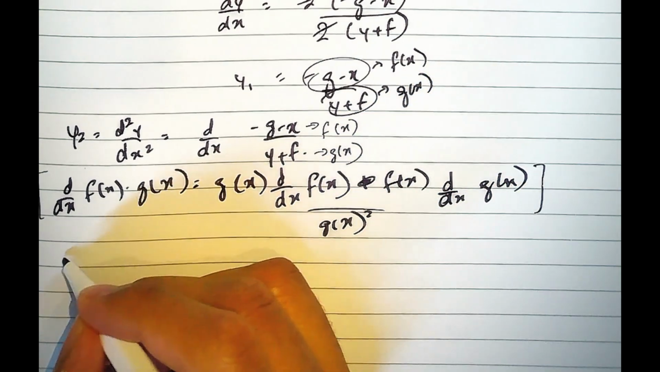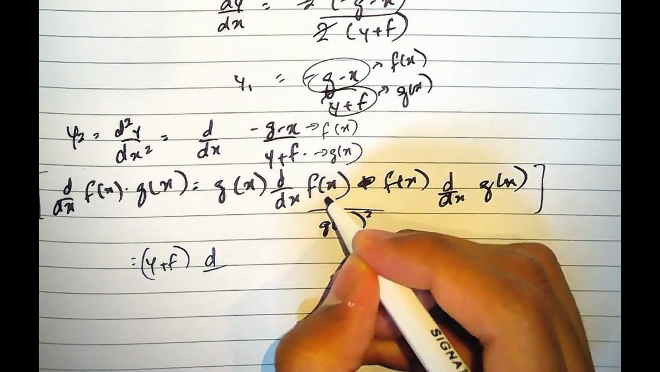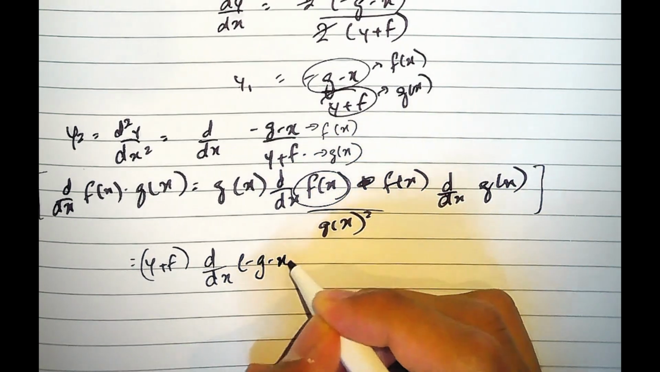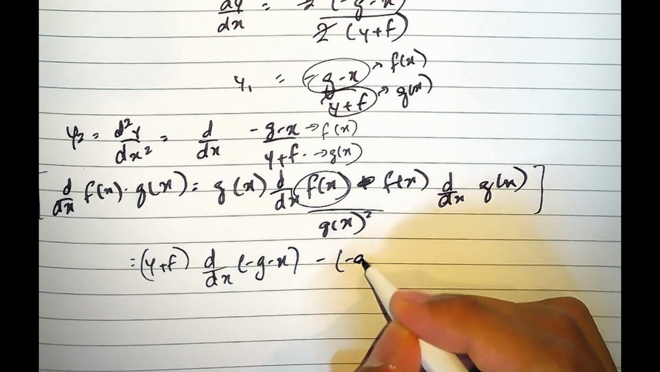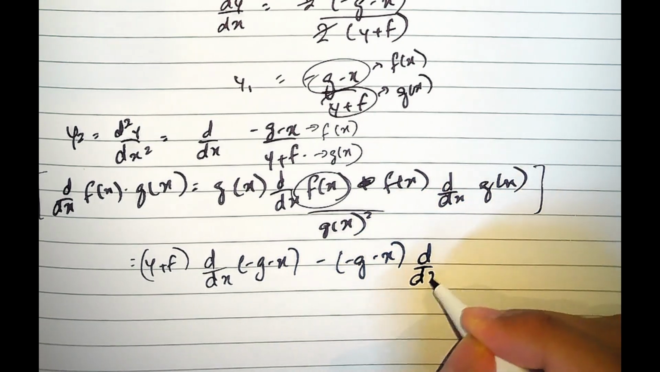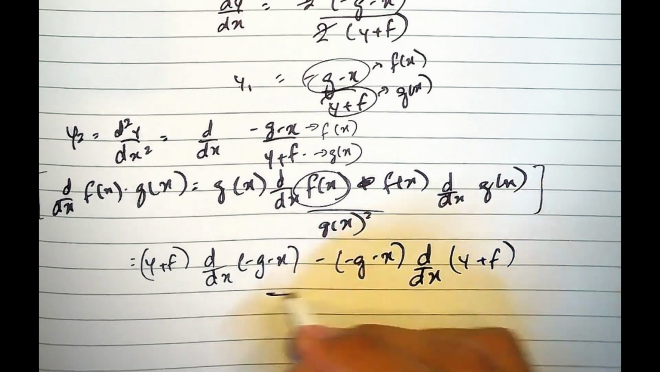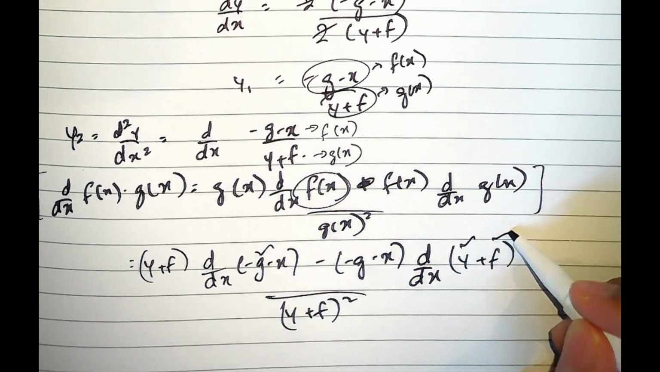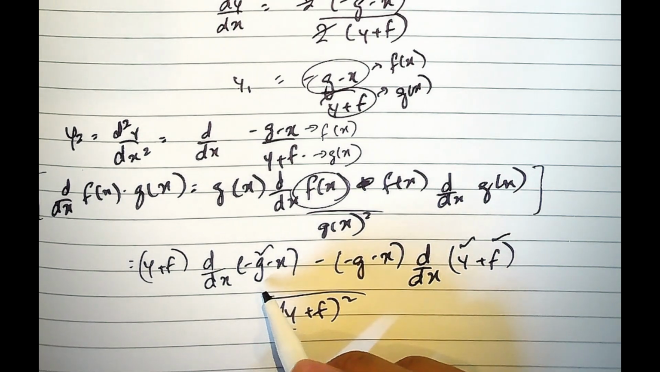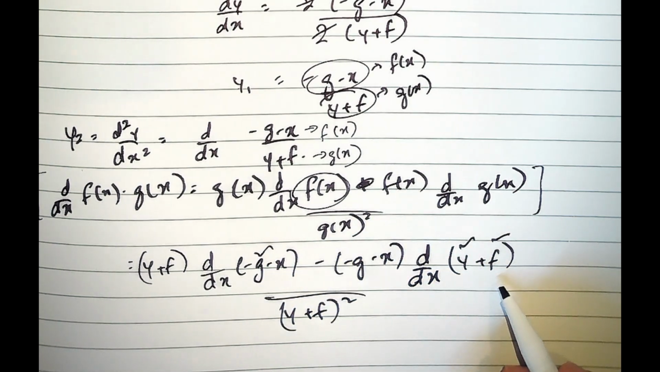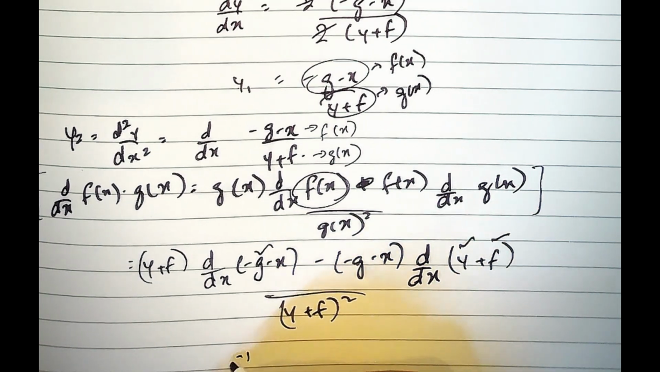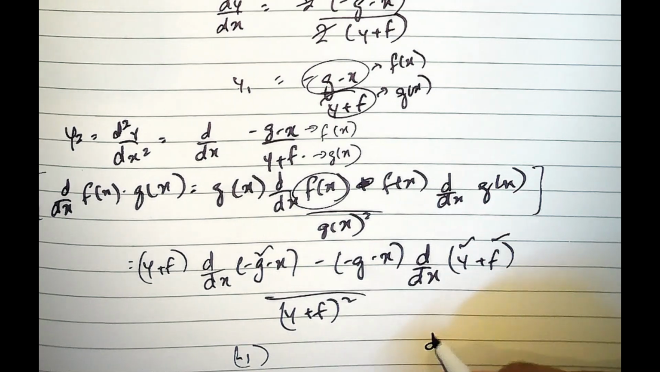Okay, the second function as it is, y plus f, derivative of the first function, d by dx. What is the first function? It is negative g negative x, minus the first function as it is, derivative of the second function, that is y plus f, divided by square of the second function. Now over here g and f are constants, so the derivative of them will be 0. The derivative of g and the derivative of f will be 0 because the derivative of any constant is 0. So the derivative of negative x will be negative 1 and the derivative of y will be dy by dx.